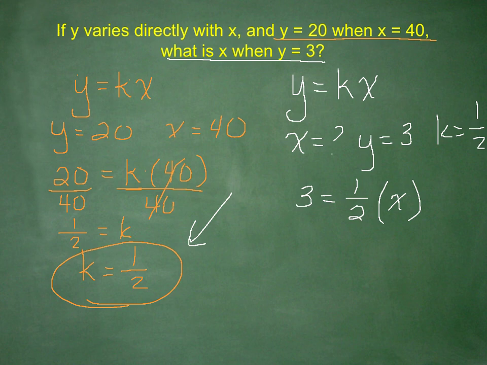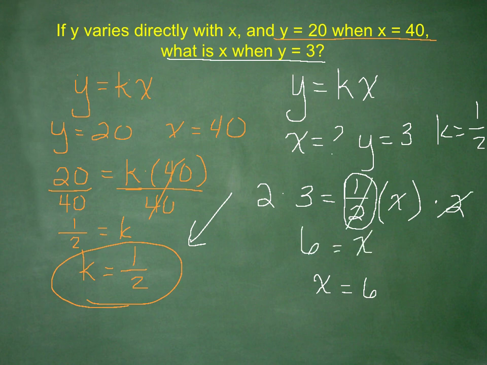Well, I know by looking at that that x must be 6, because half of 6 gives me 3. If you're not sure, remember the opposite of multiplying by 1/2 is multiplying by 2. So I could multiply each side of the equation by 2, and I get 6 equals x, or x equals 6.